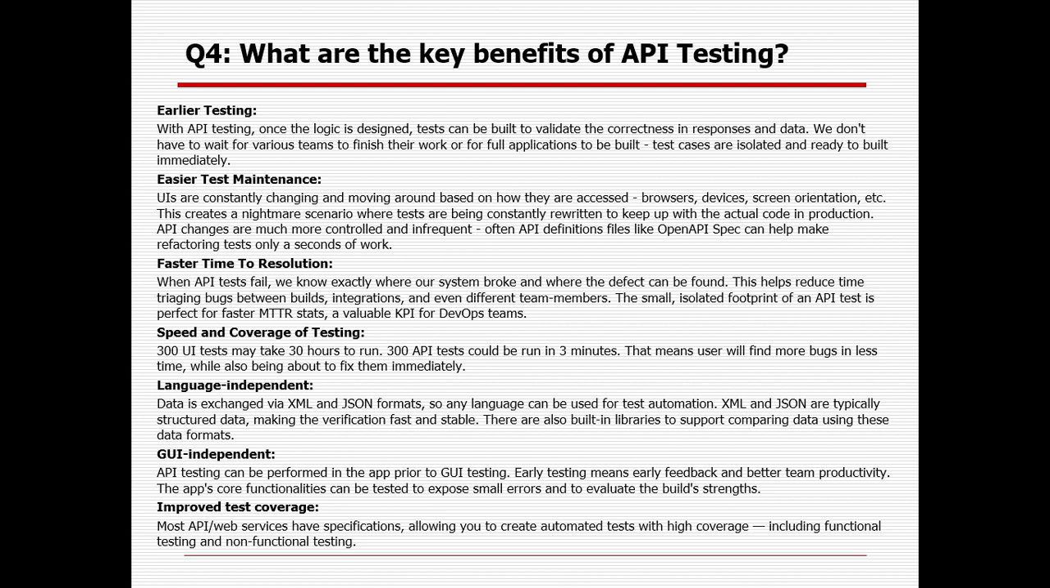Then easier code maintenance. UIs are constantly changing and moving around based on how they are accessed: browser, device, screen orientation, etc. This creates a nightmare scenario where tests are being constantly rewritten to keep up with the actual code in production. API changes are much more controlled and infrequent. Often, API definition files like the OpenAPI spec can help make refactoring tests only seconds of work.